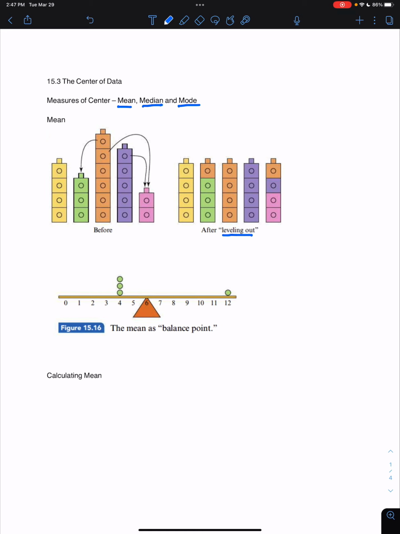In this diagram, we see that we have these different levels of blocks, and we're going to move those blocks around per the arrows here, so that in our final example over here, all of the block towers are the same level. And so we could say that the mean of these towers of blocks is equal to 4.